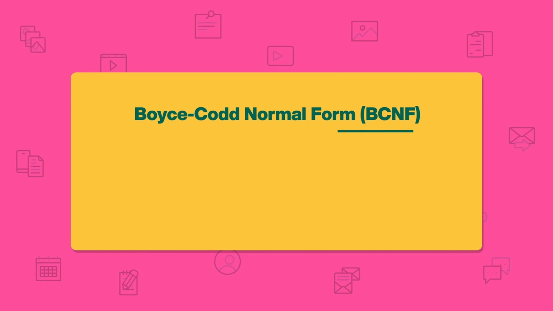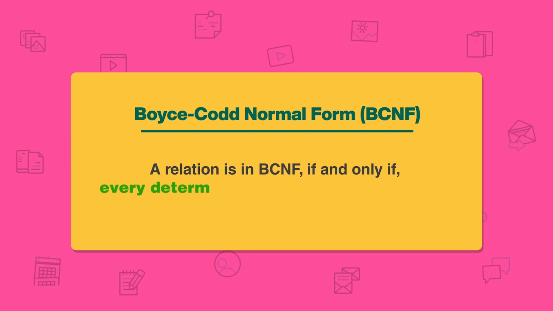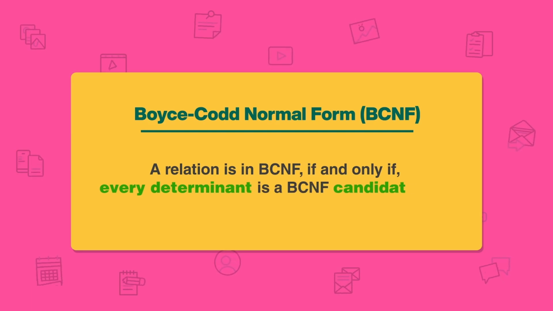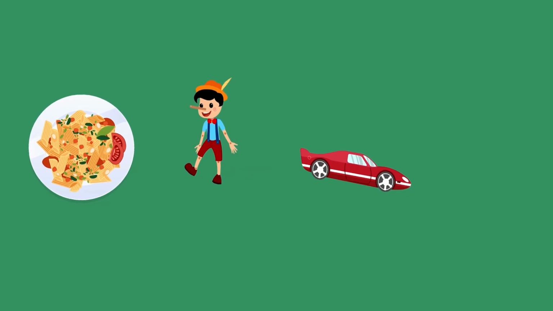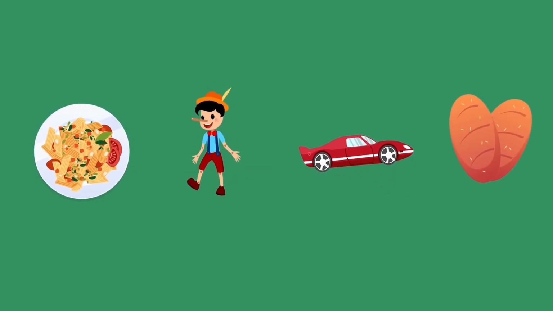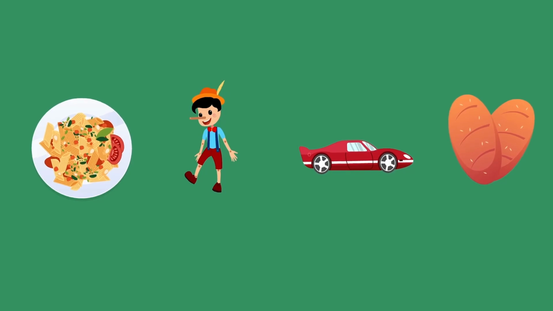Boyce-Codd normal form, BCNF. A relation is in BCNF if and only if every determinant is a BCNF candidate key. Non-primary key should not imply primary key. The restaurant has decided to give a complimentary toy for some items in the menu. For this order, it would be a Pinocchio toy for pasta and a Ferrari toy car for bread. Now this is not BCNF form.